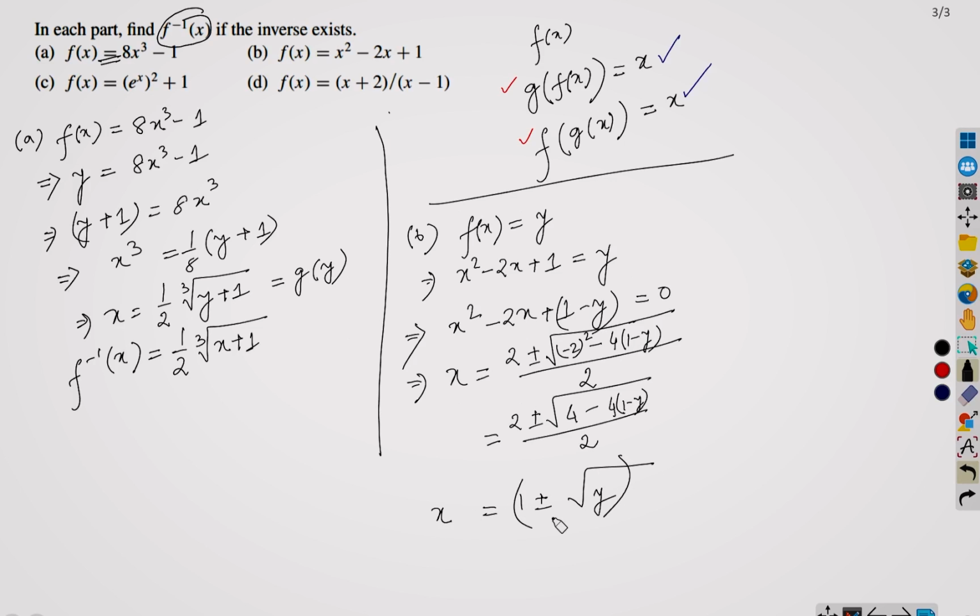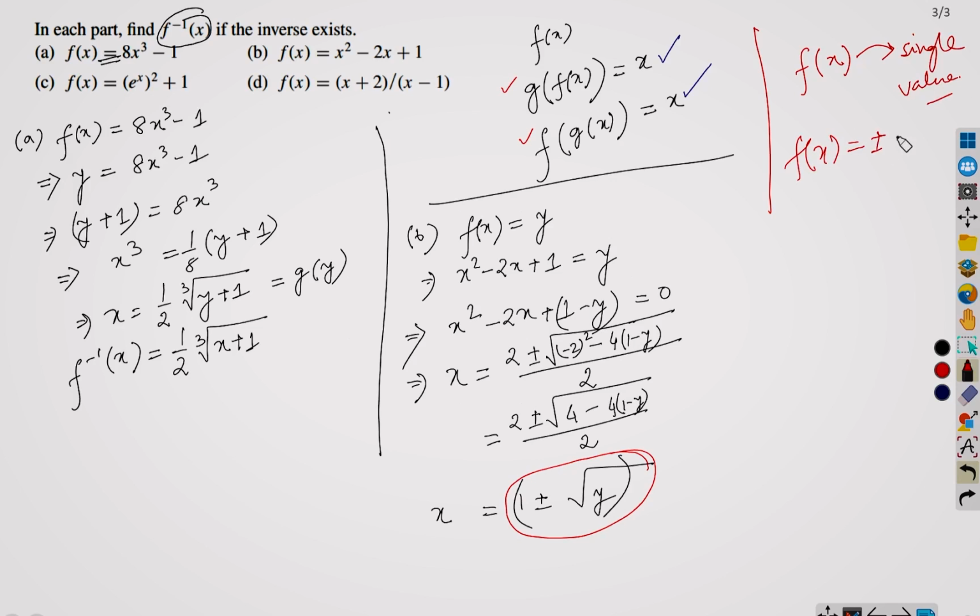Now here it is not possible to mention this as a function. This expression is not a function. Can you tell me why? Because from the definition of a function, a function can take only a single value. The output is a single value. The output cannot be multiple valued. For example, f(x) equals plus minus x is not a function, because for x equal 1, the output is plus minus 1, right? For x equal 2, the output is plus minus 2.